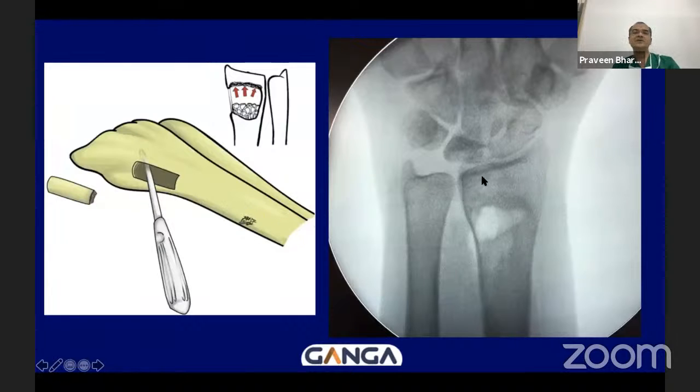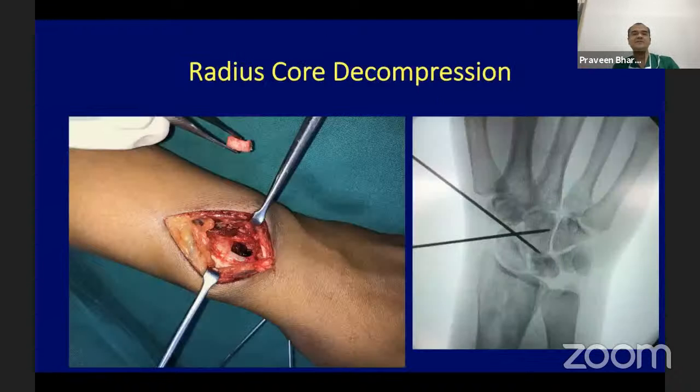So we create a hole in the metaphysis here. In the original technique, they go through a lateral window, but we feel that going in line with the lunate could be better, because you have an area directly in line with the lunate, and emptying this area becomes much easier. Also, when approaching here, you can do a PIN neurectomy, which, as Parag told, could add to the pain relief we get in this patient.